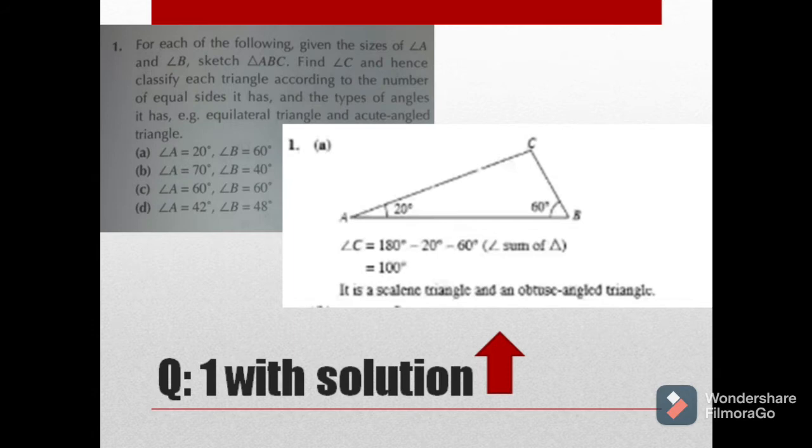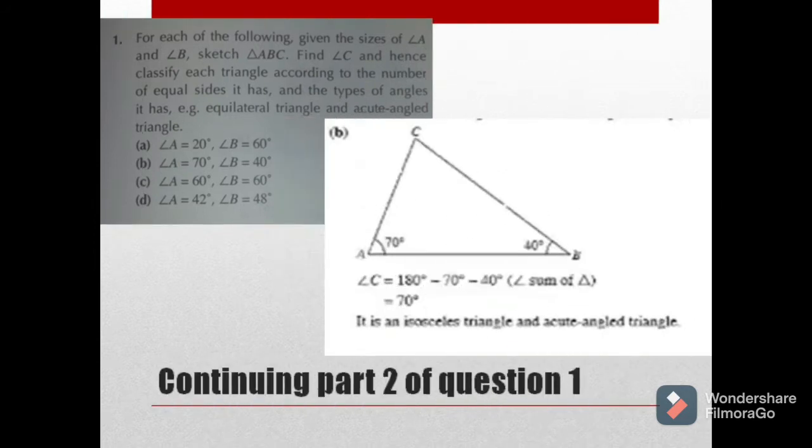As they said in the question, we have to classify the triangle according to the number of equal sides and the types of angles. By looking at the triangle carefully, I came to know that this is a scalene triangle because none of the sides are the same, and it is an obtuse angled triangle because one of its angles is greater than 90 degrees. Now let's move towards part 2 of question number 1.